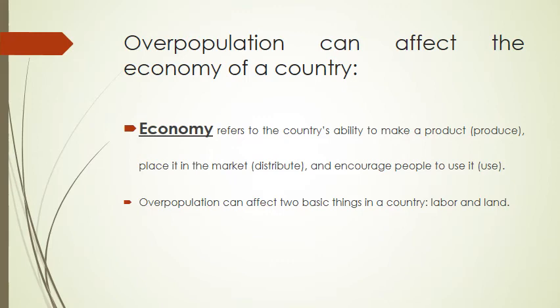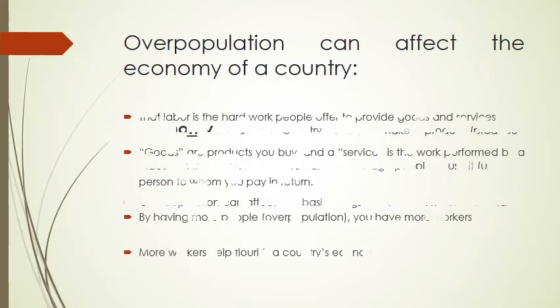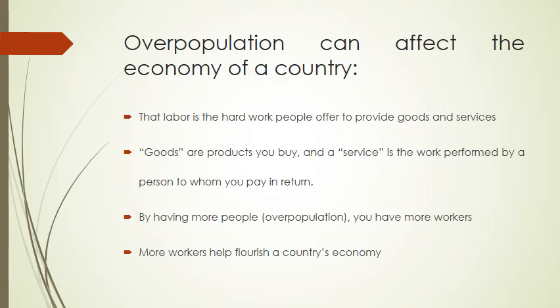Overpopulation can affect two basic things in a country: labor and land. Labor is the hard work people offer to provide goods and services. Goods are products you buy, and a service is work performed by a person to whom you pay in return. By having more people, overpopulation, you have more workers. More workers help a country's economy flourish.